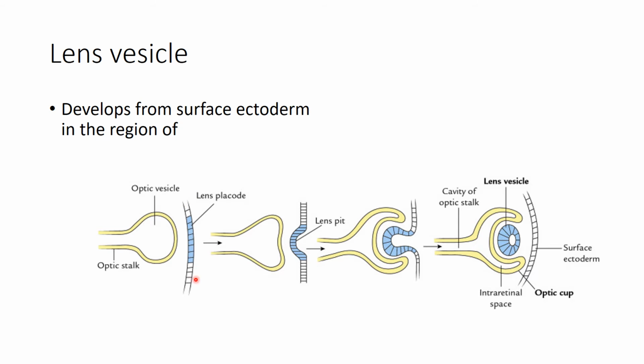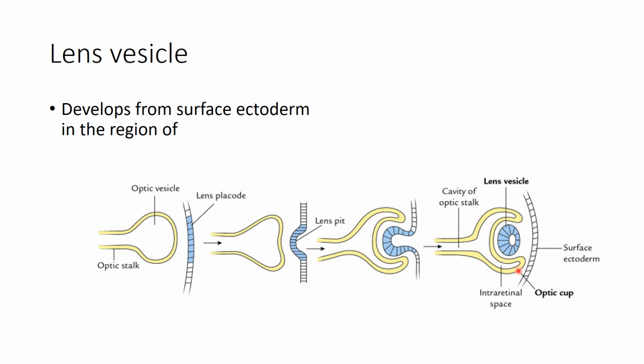Now let us see the surface ectoderm that comes in contact with this optic vesicle. It develops an invagination called the lens pit. The lens pit further invaginates deeper inside the developing optic vesicle, making it a cup-shaped structure. So this we call an optic cup now. This lens pit, deepened due to further invagination, gets detached from the surface ectoderm to form a rounded structure called the lens vesicle. Now we have the optic cup here and we have the lens vesicle.